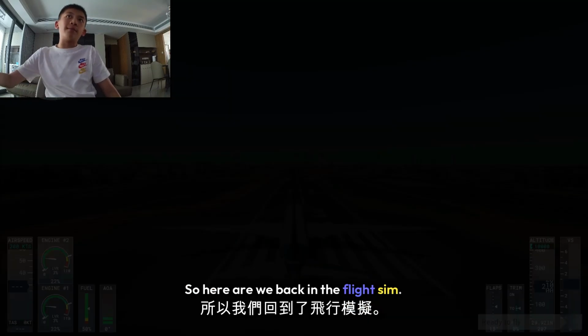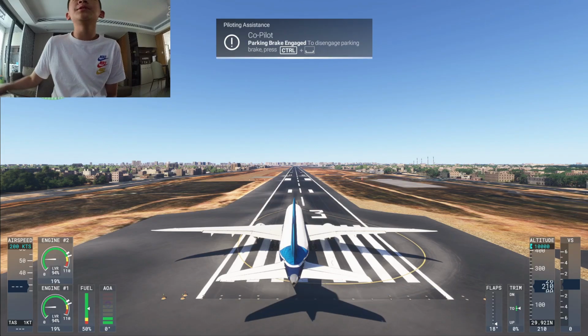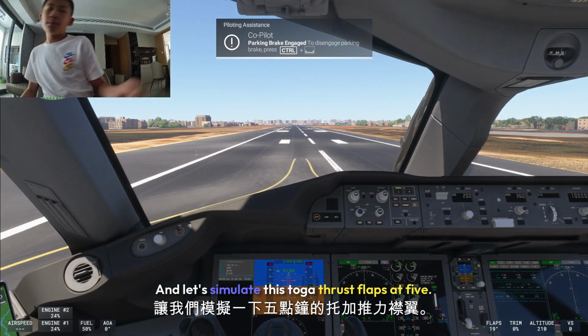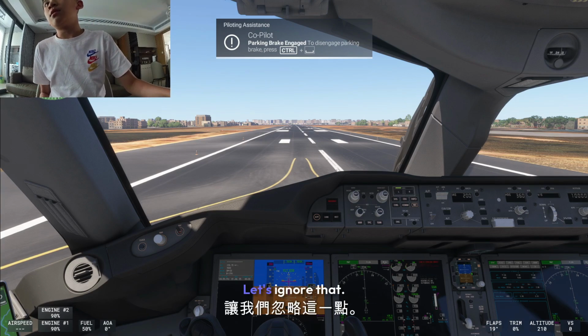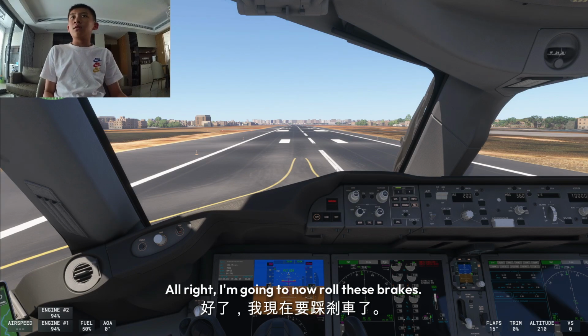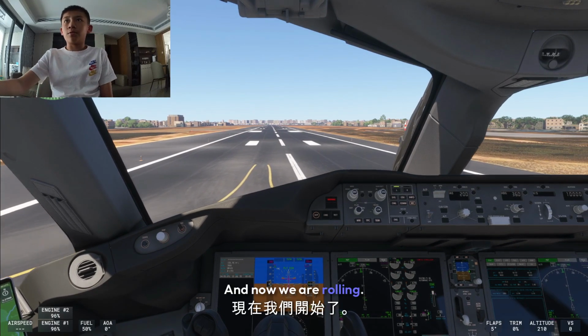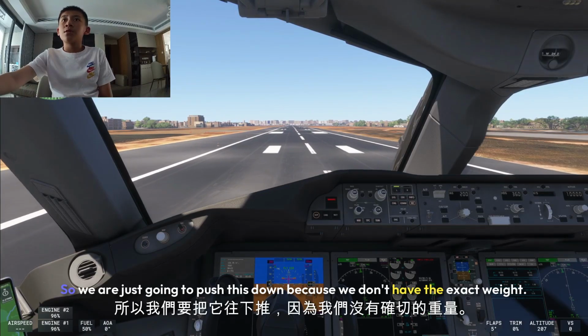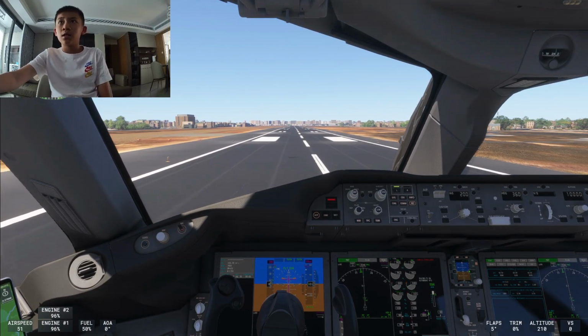So here we are back in the flight sim. We are going to turn off that for better performance. And let's simulate this. TOGA thrust, flaps at 5. Alright, going to now release the brakes. And now we are rolling. So we are just going to push this down because we don't have the exact weight.